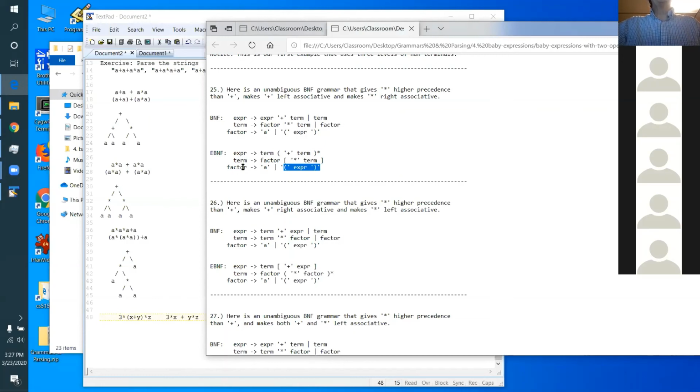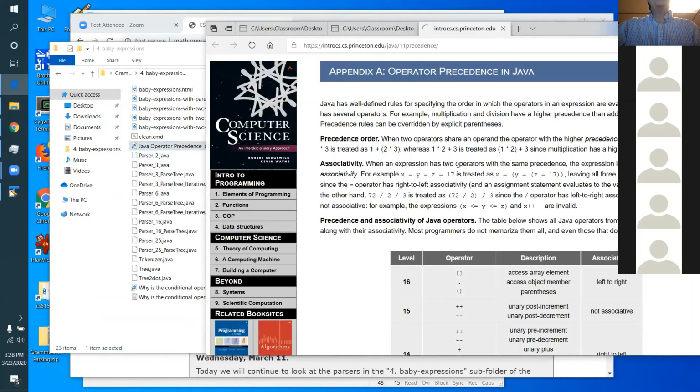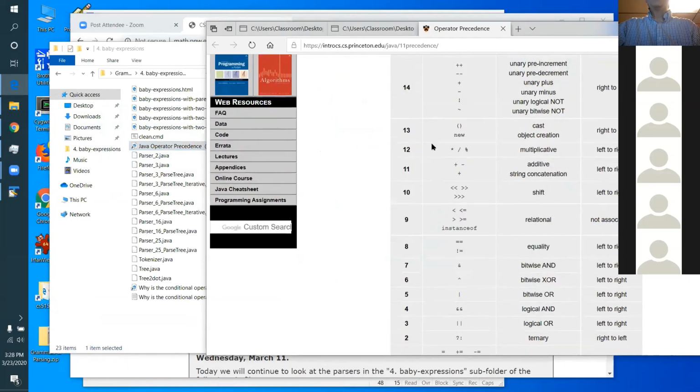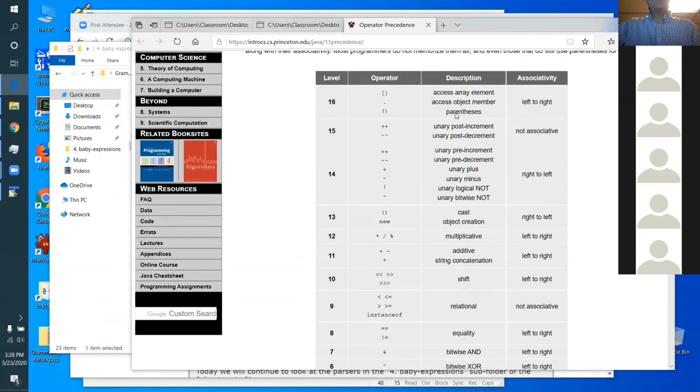Notice how things get a little bit more complicated. At this point, to have two operators with two different levels of precedence and parentheses, we need three terms. To give you a sense of how crazy this gets, remember that the Java language has 17 levels of precedence. I think I even put a link in there. Oh, this guy's showing 16. I thought it was 17. He's showing 16 levels of precedence.